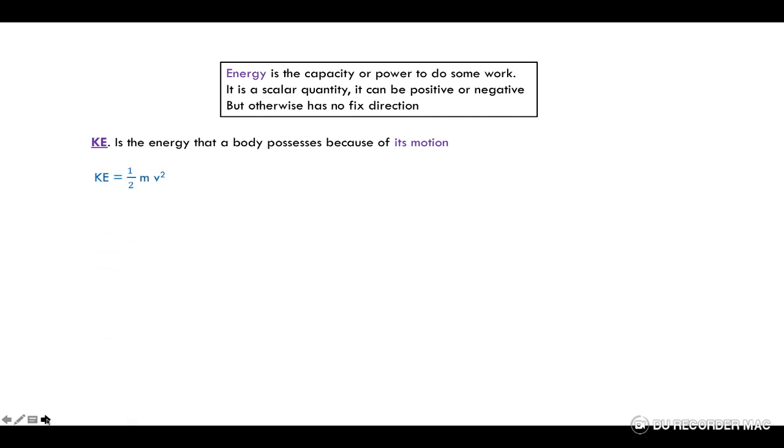How to calculate kinetic energy? Its formula is half times the mass of the object multiplied by the square of its speed. So we can say kinetic energy is equal to half m v squared. The unit of m, that is mass, is kilogram, and the unit of speed is meter per second. And the unit of kinetic energy will be joule.